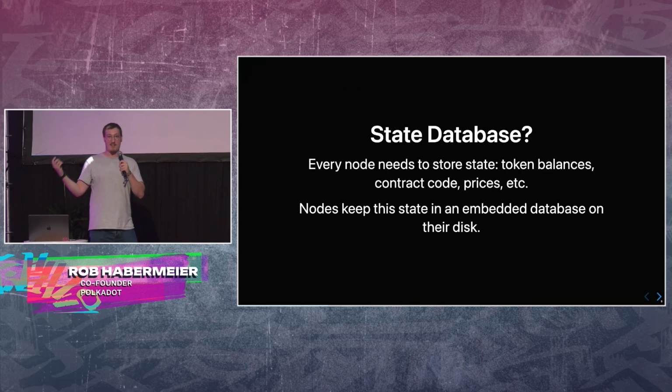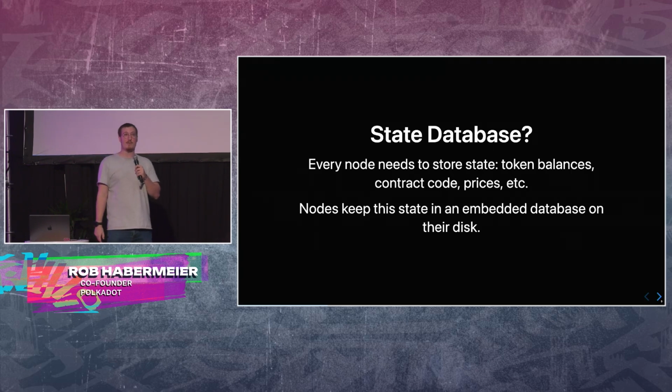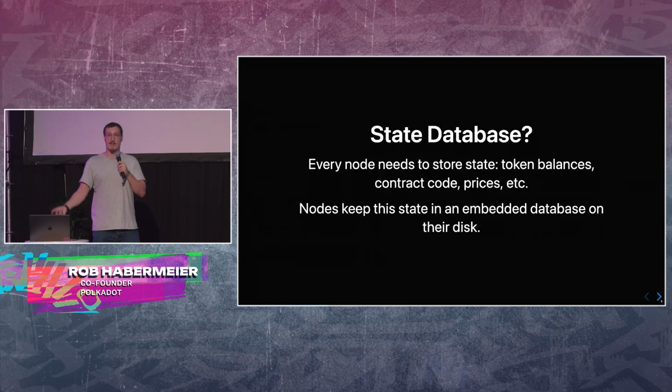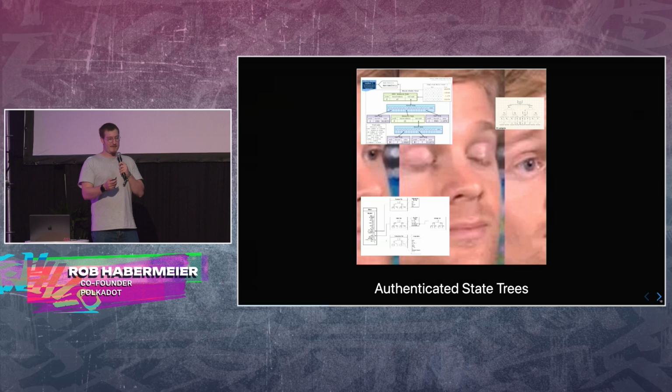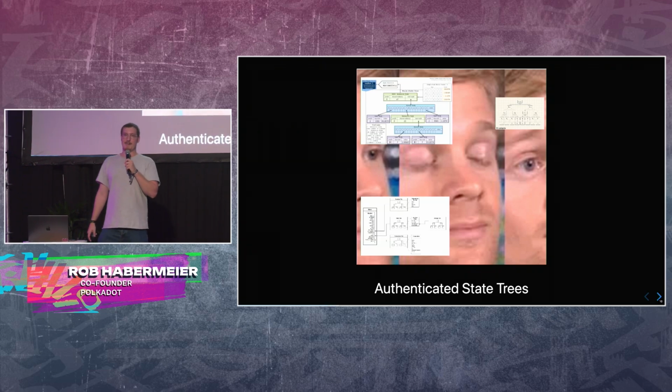Just a key value store, stores keys that map to values: address to balance, contract address to code, state items, stores tokens, anything you can really think of. If you're writing a pallet in Substrate, you define your storage every day when you're writing that. That's all kept in this state database. Let's talk about authenticated state trees.